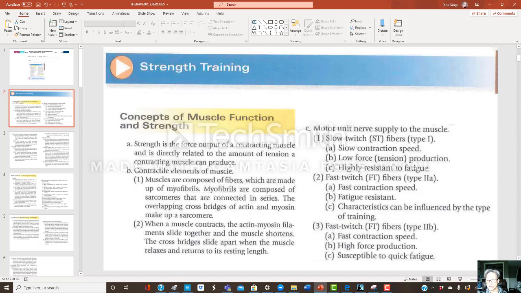Fast twitch, type 2A. Fast contraction speed, fatigue resistant. Characteristics can be influenced by the type of training. Fast twitch fibers, type 2B. Fast contraction speed, high force production, and susceptible to quick fatigue. So that's type 2B.